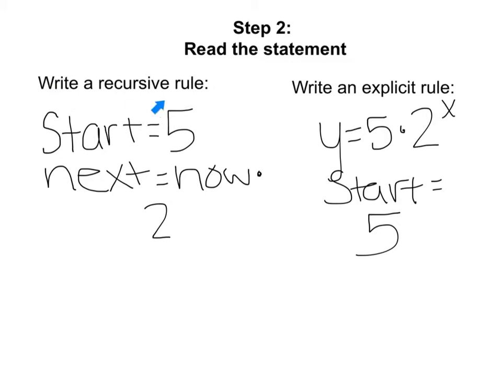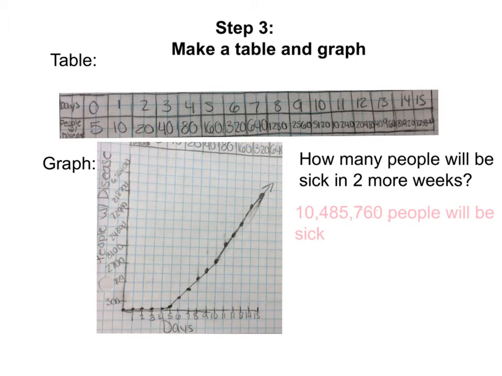Write a recursive rule. It starts at 5 and it goes up 2 each time. So it would be now, which would be 5 times 2 equals the next one, and so on. Write an explicit rule. Y equals 5, which is the start value, times 2, which is what it goes up by.